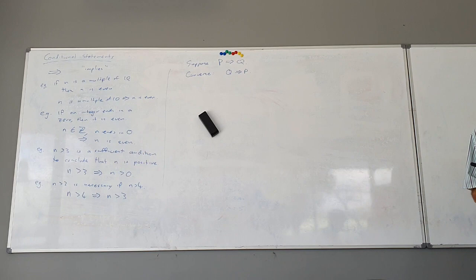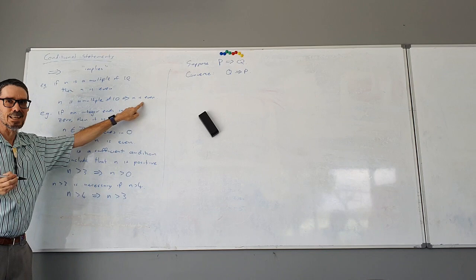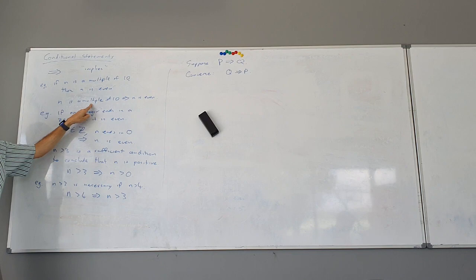So for example, if N is a multiple of 10 implies that N is even, that's true, but the converse would be, if N is even, then it must be a multiple of 10, and that's false. They aren't necessarily the same.